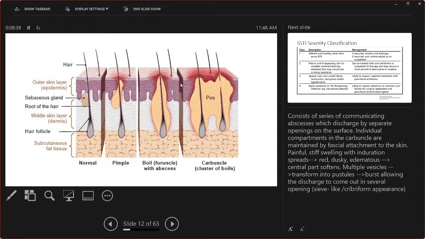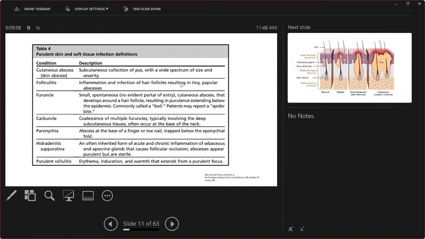Furuncle is when, adjacent to the hair follicle, there's an abscess that is collected, which tracks down along the hair follicle and can go up to the hypodermis. A carbuncle is when there are multiple abscesses which open up, forming a sieve-like formation. They're connected to each other with the help of the superficial fascia. This is a carbuncle, which is a cluster of furuncles. Paronychia is the abscess at the base of a finger, and hidradenitis suppurativa is not an infection, but an acute and chronic inflammation of the sebaceous gland.